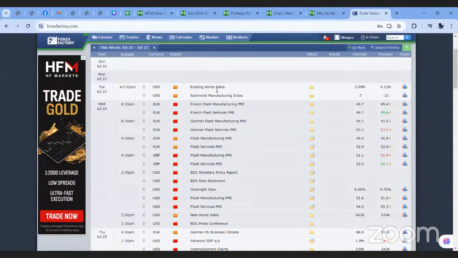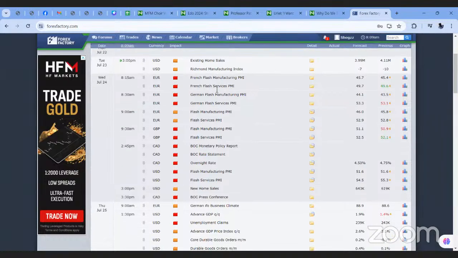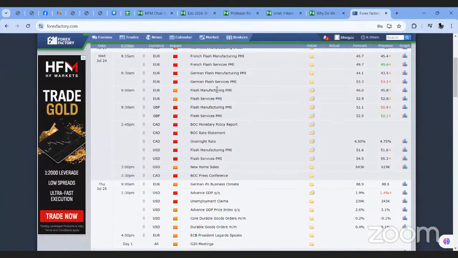And of course, you can also trade the one for 9:30 a.m. pound. Of course, for 2:45 p.m. for CAD, that's the monetary policy report, which normally has a very big move on the market. So Wednesday is actually laden with a lot of information, and you can make a lot of money on that Wednesday. It's fundamental.